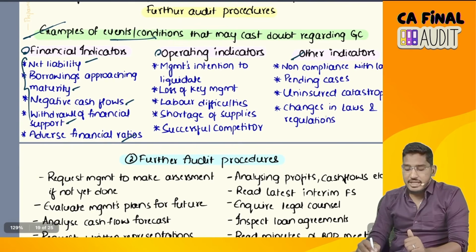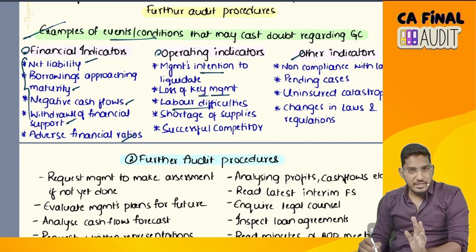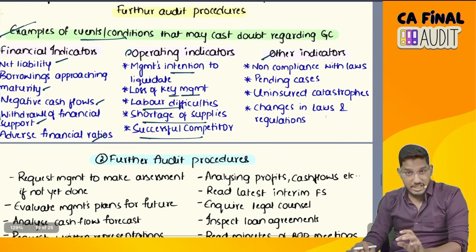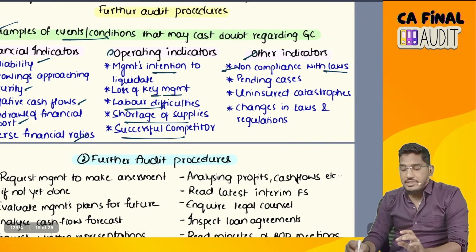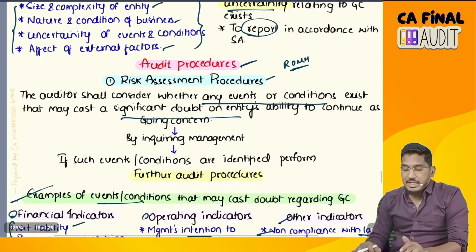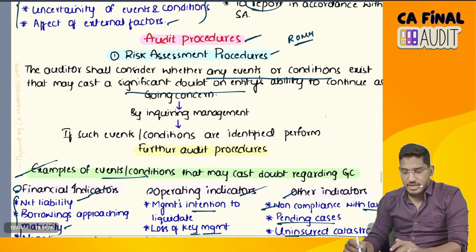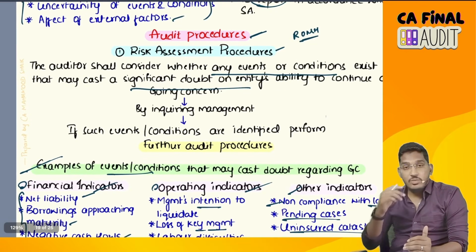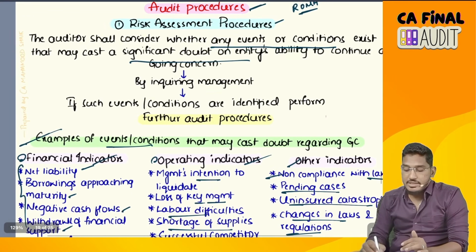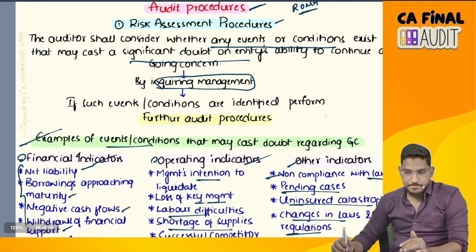Similarly, some operating indicators like management itself wants to liquidate, or some key management has left the company, labor difficulties, they are not able to find labor, and shortage of important supplies. The raw material which you want for your operations is in huge shortage, or a successful competitor has come who is taking your market share. And other indicators like non-compliances with the laws, pending cases, uninsured catastrophes, or changes in the laws and regulations. So basically, I will try to identify whether any of these indicators are present which create a doubt regarding going concern. Sir, how will I get to know whether these events are there or not? Simply by going and inquiring with the management.